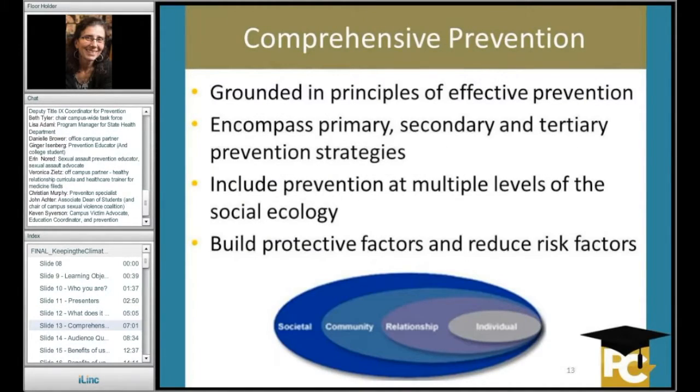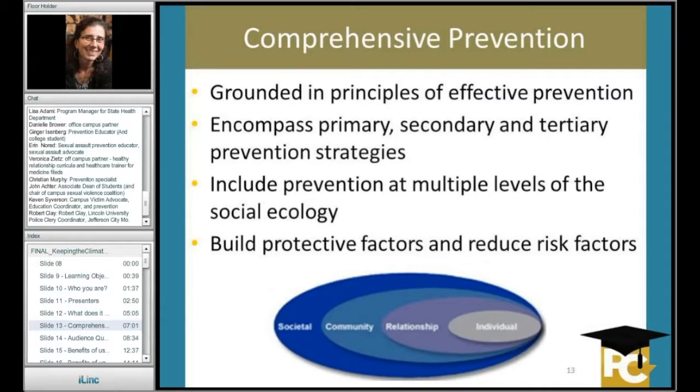So in thinking about providing a framework for using data to inform our prevention work, I also really wanted to stress that my comments are within the context of comprehensive prevention. And I know that Campus Connect, Prevent Connect did a great webinar earlier this year on what it means to do comprehensive prevention.